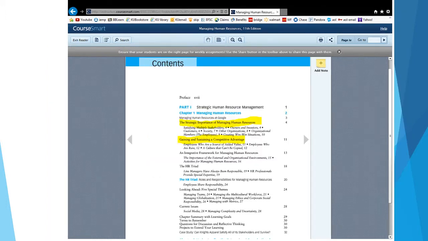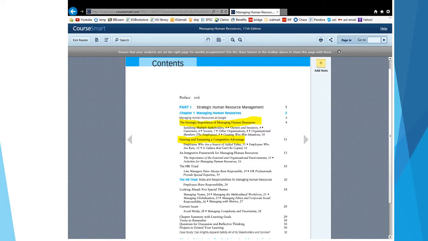So what you're supposed to do then is move to the next page where the contents are displayed, and all this is a breakdown of the first set of parts of the book into the chapters, and under the chapters the subtopics. So you'll see highlighted in yellow what I consider to be subtopics for this particular assignment. The strategic importance of managing human resources would be one subtopic. Gaining and sustaining a competitive advantage would be another subtopic. These would be the appropriate level for you to choose to write about and apply to your workplace.